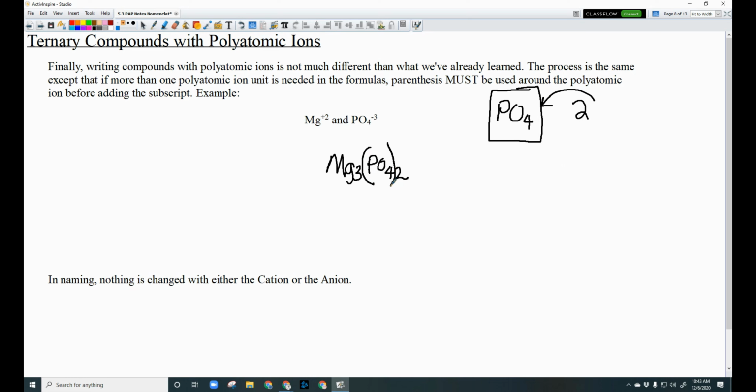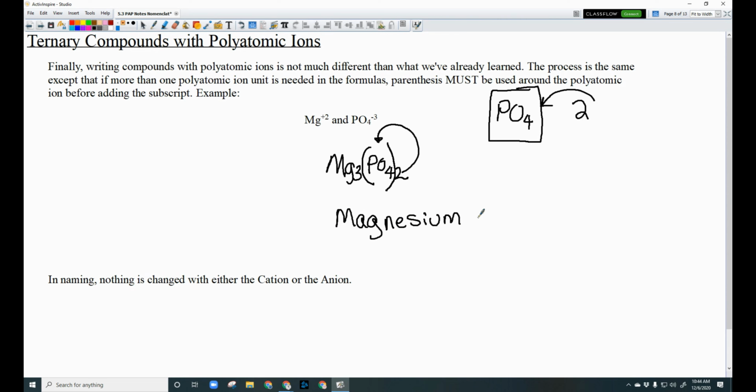Anytime you need more than one polyatomic ion, you're going to have to put it in parentheses before you put the subscript. Now we see we have 2 of these PO4 units. Okay, 2 of this whole unit. All right, and so that's the only change when you use polyatomic ions is you have to use parentheses. In the naming, nothing changed with either the cation or the anion. So we're not going to change the name of this. It's going to be magnesium. We never changed the name of the first one anyway, magnesium.